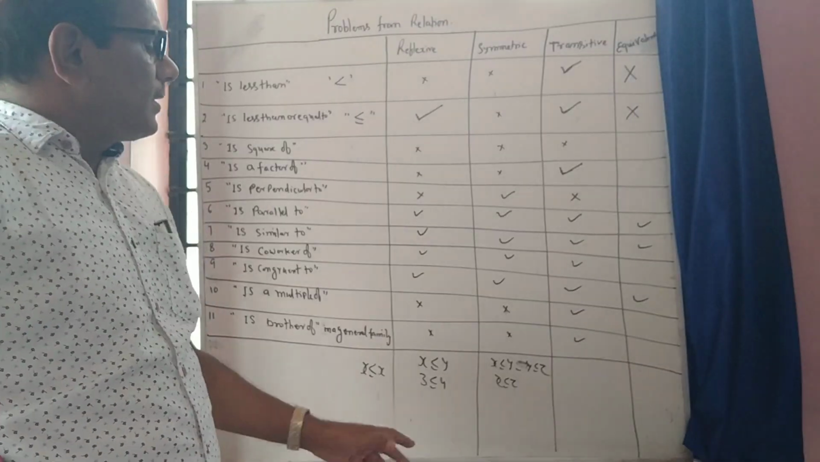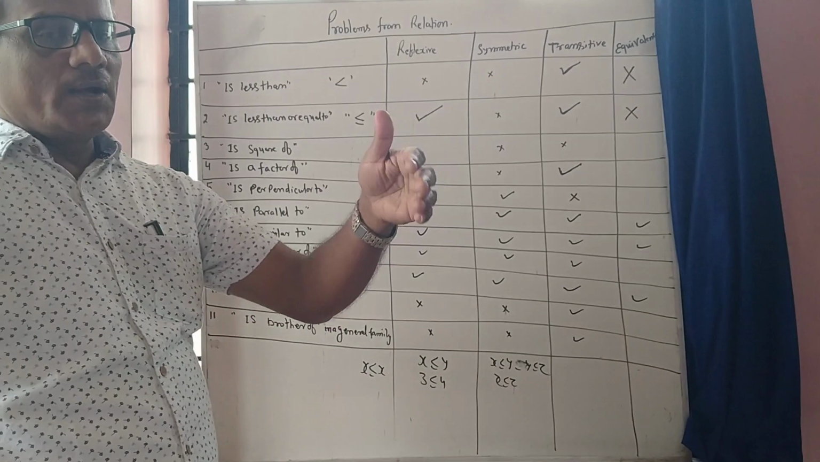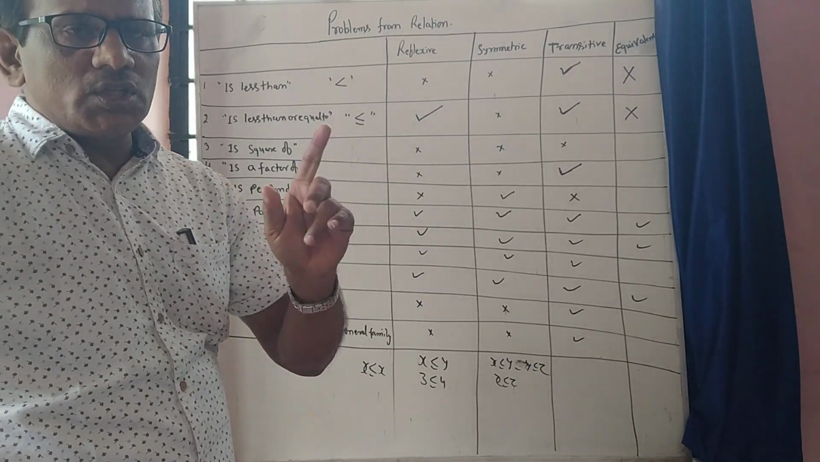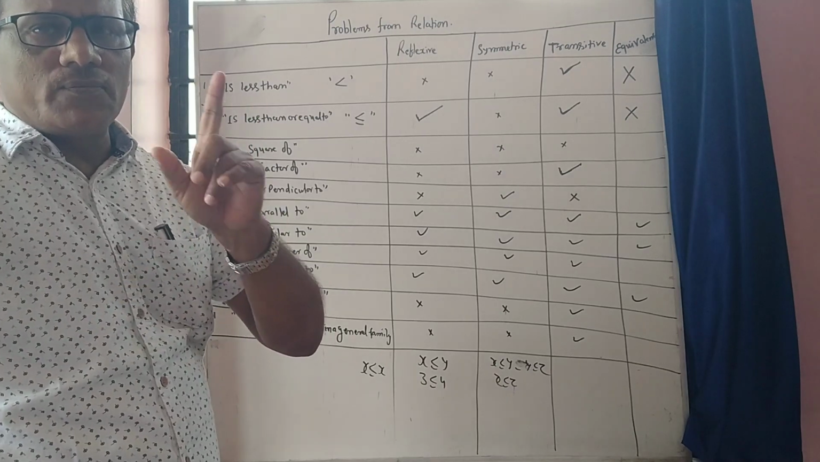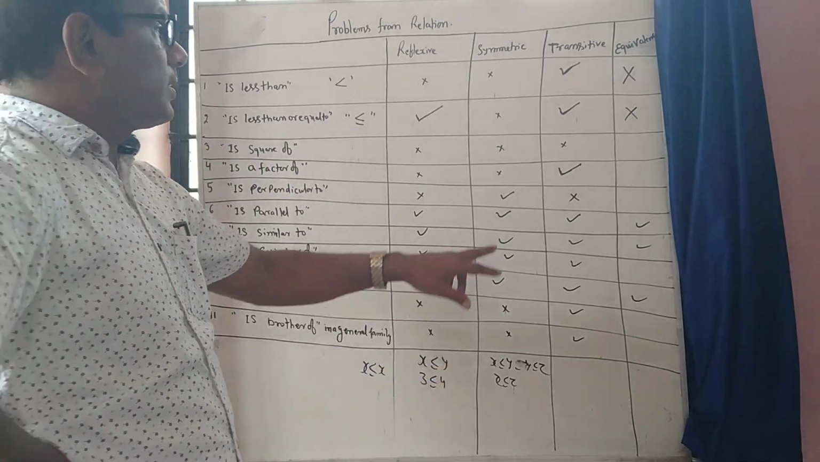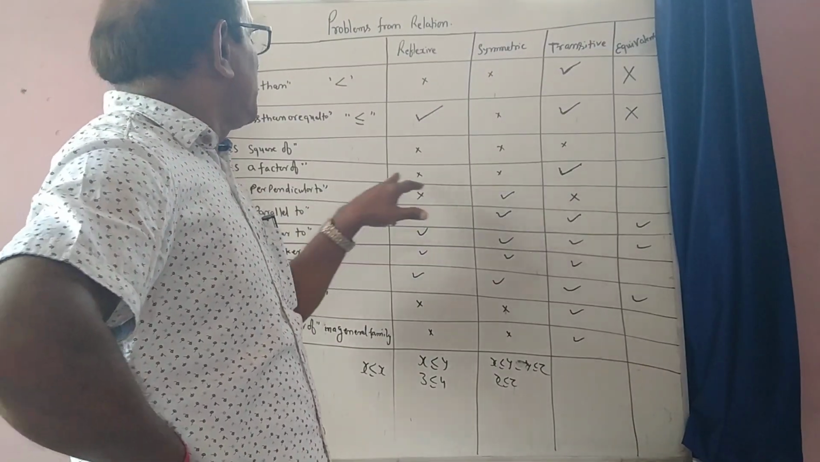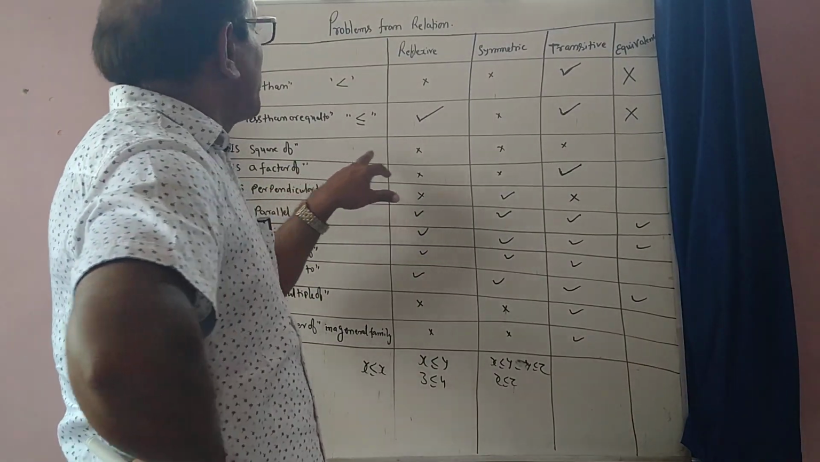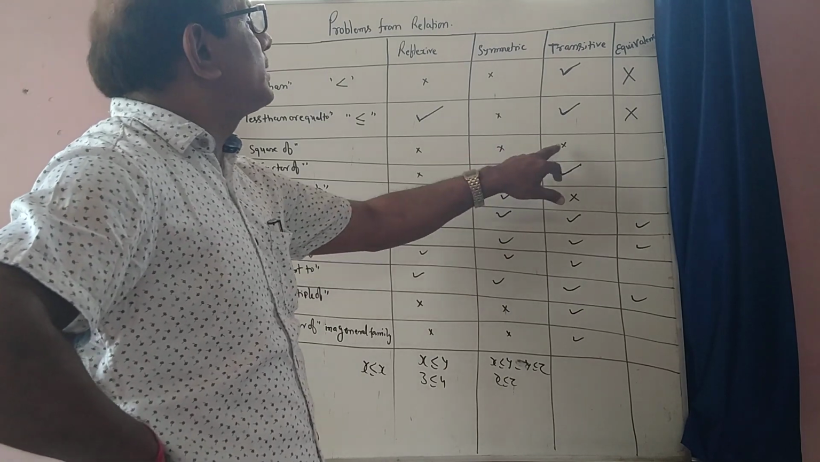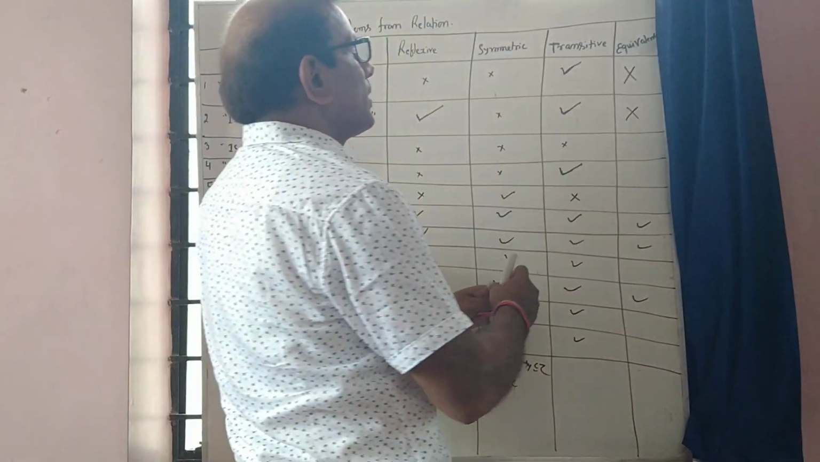Transitive: 3 numbers taken. If x is a square of y, y is a square of z, but x is not a square of z. Take an example. 16 is a square of 4, 4 is a square of 2, but 16 is not a square of 2. So therefore it is not transitive. In fact, the square of relation does not satisfy reflexive, symmetric and transitive, so it is not an equivalence relation.